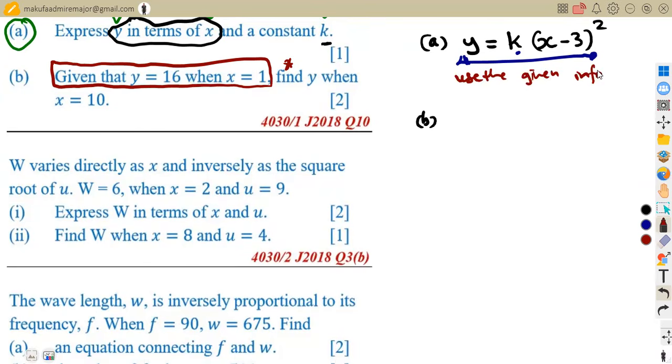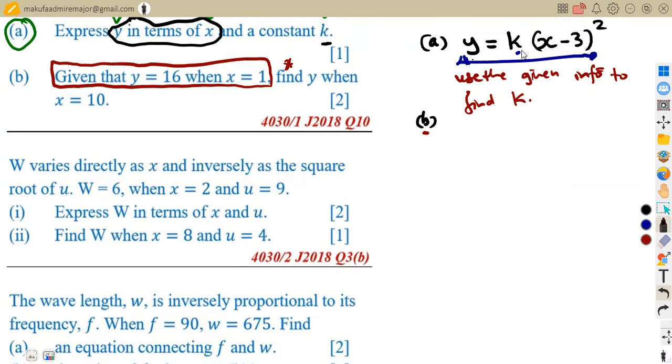So that is what you're going to do on the B part. Then we find y after knowing k. K is a constant, it connects these variables. So without knowing k, we can't determine any value. We have to find k first.